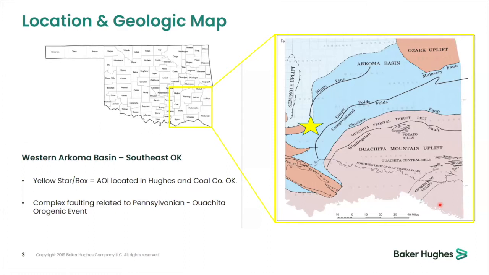And so the area of interest is located in this very structurally complex area where we have some large normal faults producing a series of horsts and grabens that can create some pretty difficult challenges drilling condition wise, with the major faults producing hundreds of feet of throw and abundant smaller faults producing tens of feet of offset. And so this structural regime is a result from the Pennsylvanian Ouachita orogenic event.